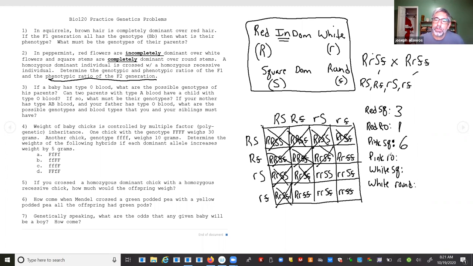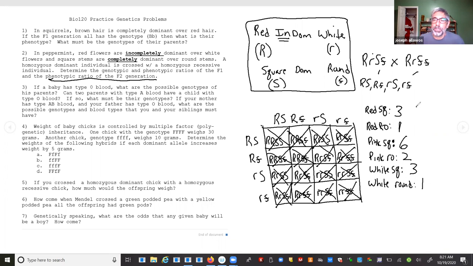Now, pink and round, it's got to have a big R and a little R. It's got to have two little S's. And I only see two of those. There's one there, pink and round. And then there's another one, pink and round. One, two. Now, white and square. Now we're homozygous recessive for flower color. This is dominant. And I see three of those, right? There's white and square, white and square, white and square. There's three of those. And then the last one is homozygous recessive for both traits. There's one of those. Okay.